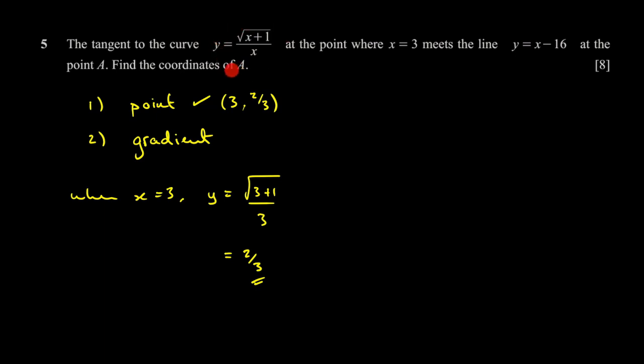And how are we going to differentiate that? Well, we've got one function divided by another function. So we have to use the quotient rule because we have the quotient of two functions. We are going to call the function on the numerator u and the function on the denominator v. So let's write that down. u is equal to the square root of x plus 1, so it's (x plus 1) to the power of a half. And v is equal to x. The quotient rule is (v du/dx minus u dv/dx) all over v squared.